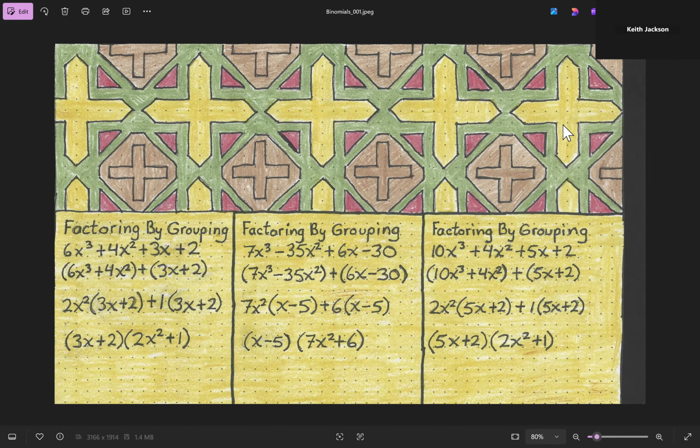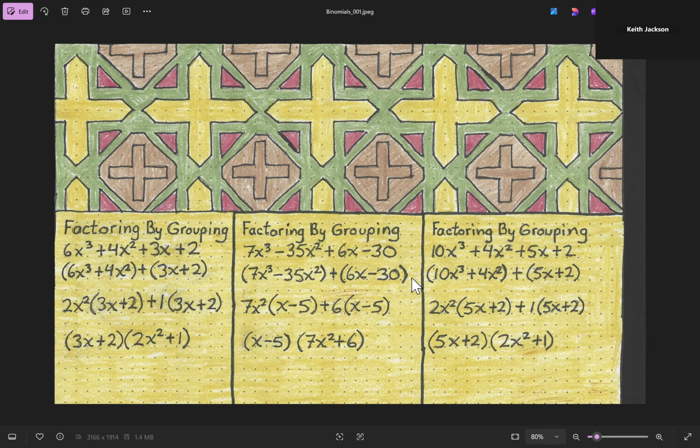In this video, we're going to factor polynomials by grouping. One way to factor polynomials by grouping is to find the greatest common factor of numbers and/or variables, and then that will lead you to a completely factored form of that polynomial. And we have three big examples to show you how we can do that.